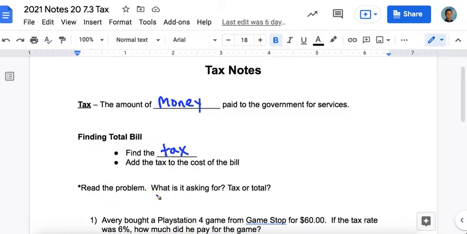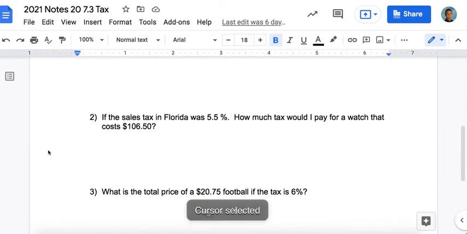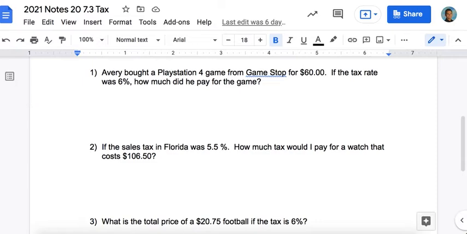So here's a reminder, read the problem. What is it asking for, tax or total? So let's look at the first example here. Avery bought a PlayStation 4 game from GameStop for $60. The tax rate was 6%. How much did he pay for the game?